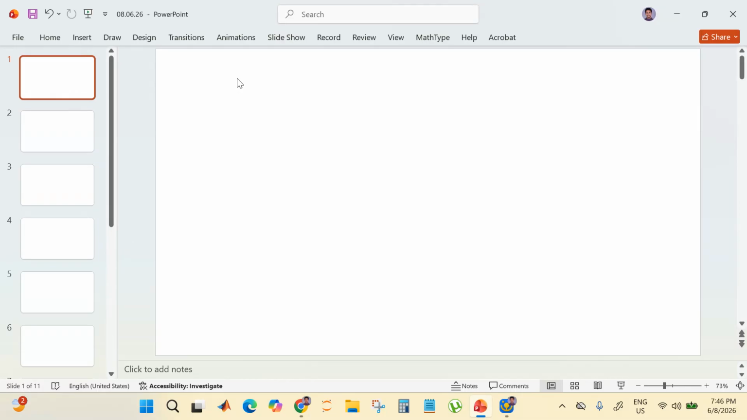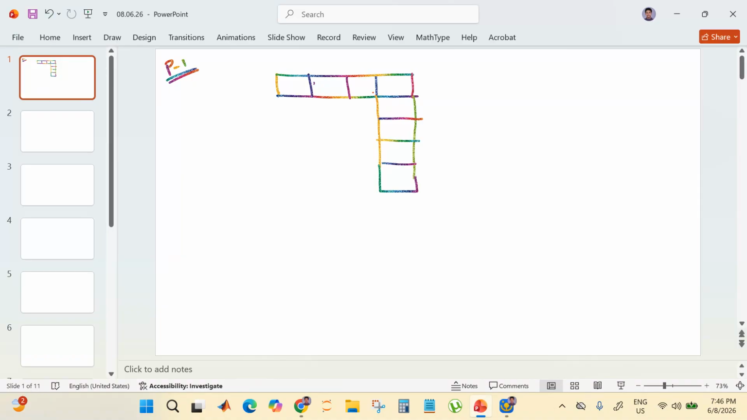So in this session we will do the rectangles. So let's start with a very simple problem. Problem number one. If the figure looks like this, then each small block you have to count as a rectangle.